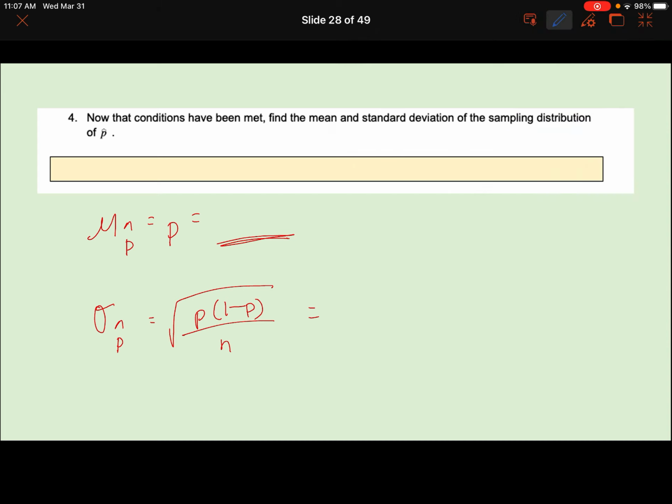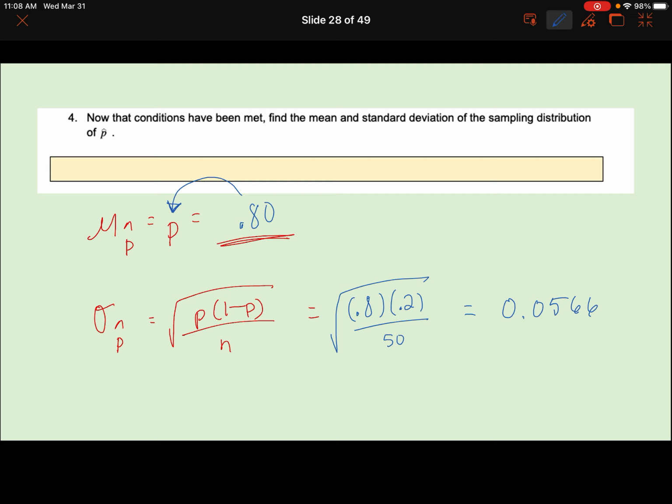All right, for the mean, it's going to be 0.80 because it's just equal to our assumed population mean. And then for standard deviation, I'm going to plug some stuff in here. I'm going to have 0.8 and 0.2 in the numerator and 50 in the bottom. And that's going to give me 0.0566. All right, so we have a mean and a standard deviation now, yay.